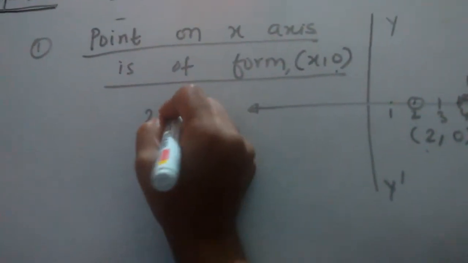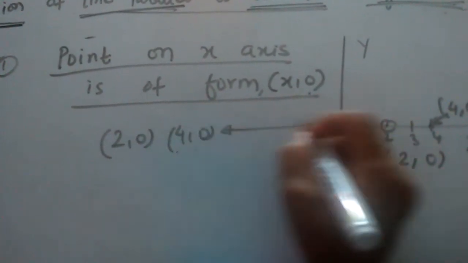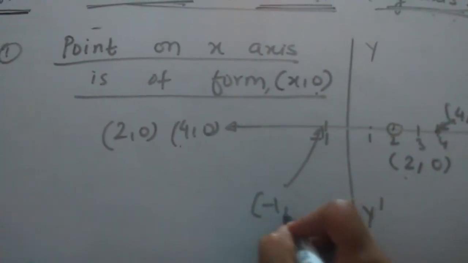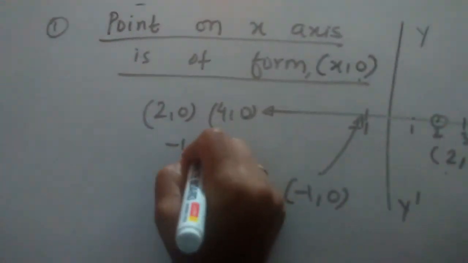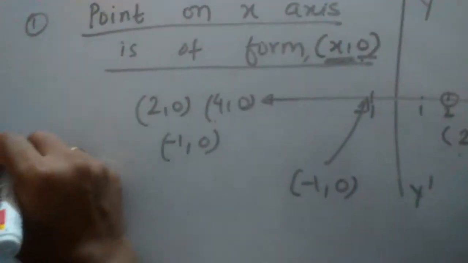Example is 2, 0, or you can have 4, 0. It can be on this side also. Then it will be -1, 0, right? So it is of the form x coordinate, 0, right?